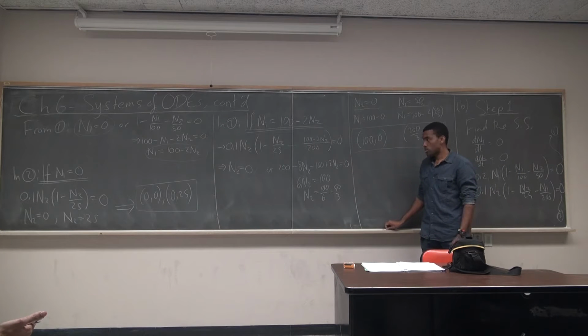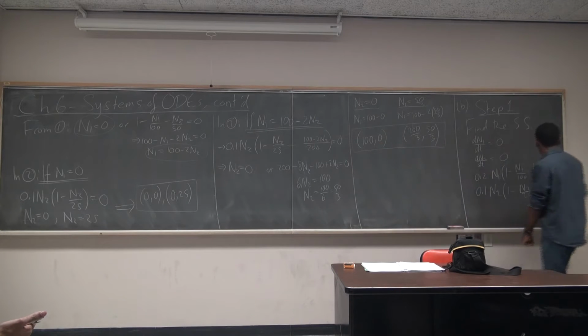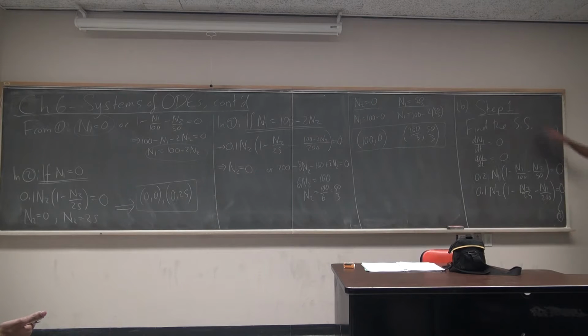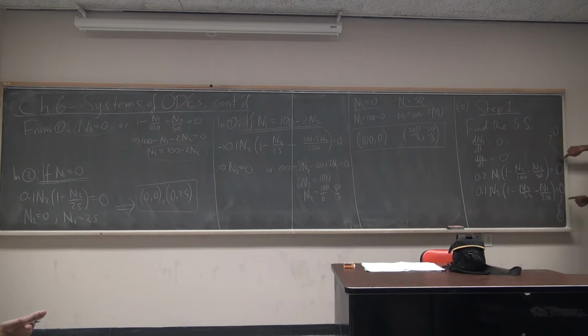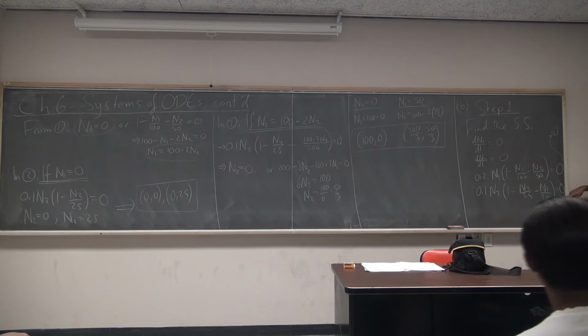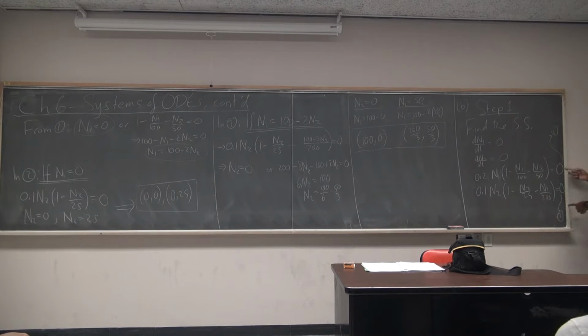Okay, so to run through it again: to find the steady states, you set each equation equal to 0, right? You get this set of equations. I'm going to use the substitution method, so I'm going to take something I know from here and substitute it there. So what do I know from here?